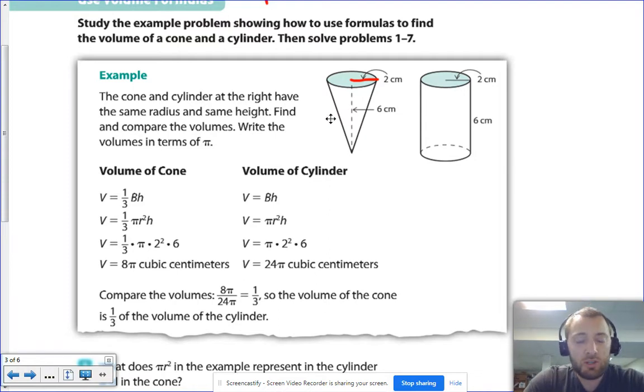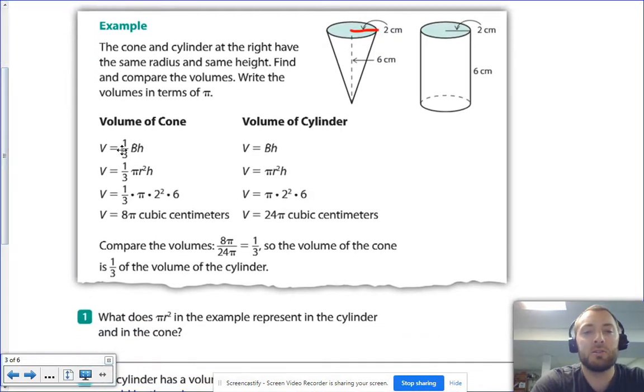On this first one, it says the cone and cylinder at the right have the same radius and the same height. Find and compare the volumes. Write the volumes in terms of pi. So they took the volume formulas. Area of the base times the height. That's what it is for a prism in general, and it works for cylinders as well. And then for a cone, it's 1/3 of that. So we use the formulas. The base is a circle, so the area of a circle is pi r squared.